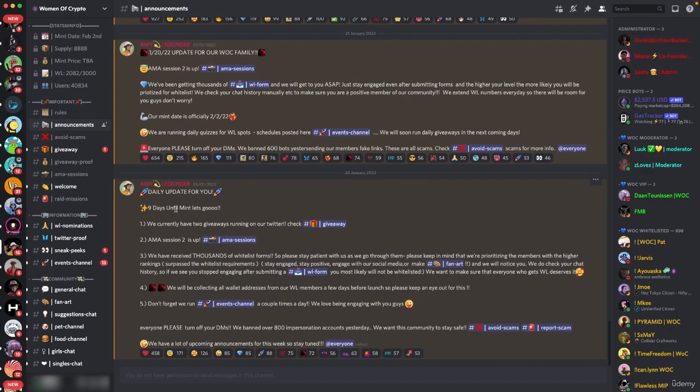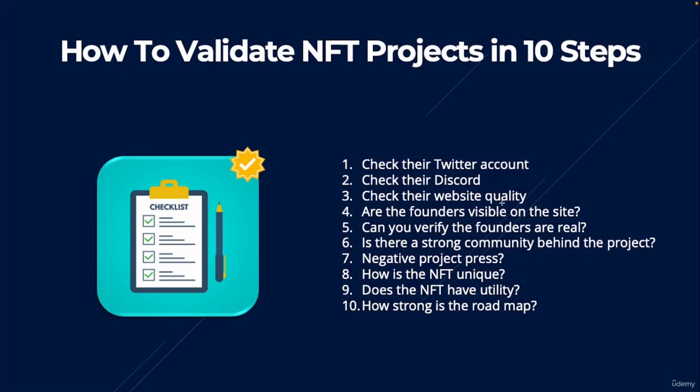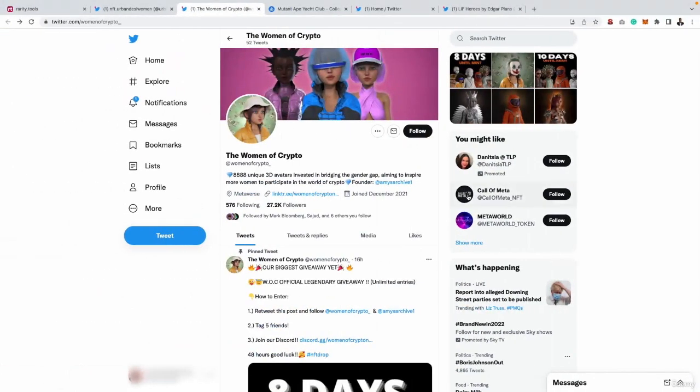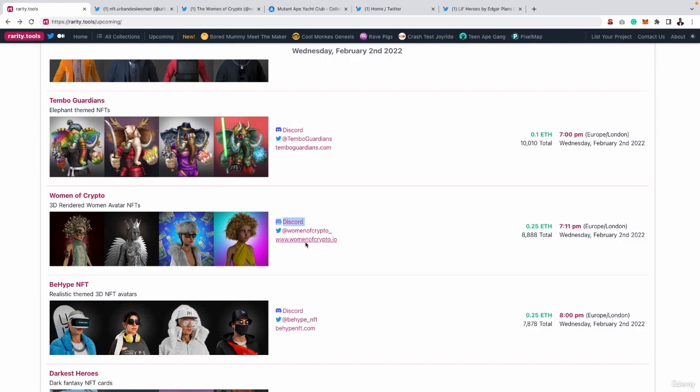There's nothing that raises any red flags whatsoever. So this project could potentially be a good one. The next thing to check is going to be the website quality. Here you just want to figure out how high quality is the website. Does it look basic? Is there a roadmap? Is there spelling errors?